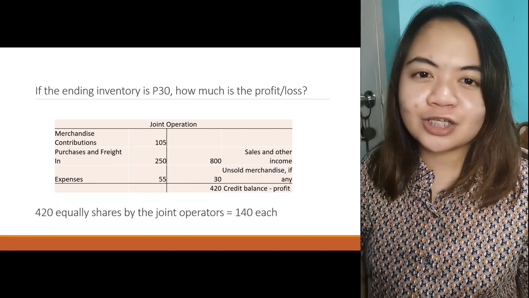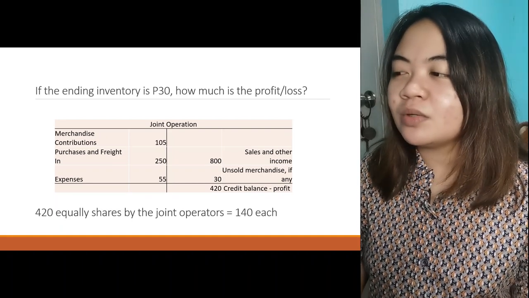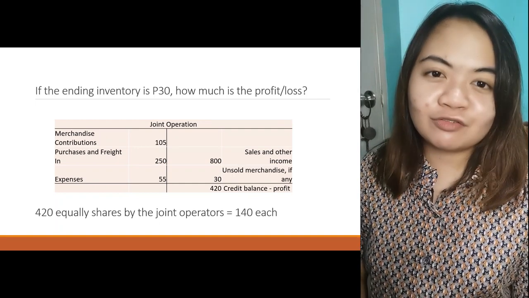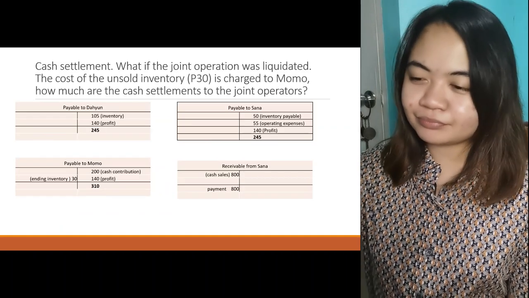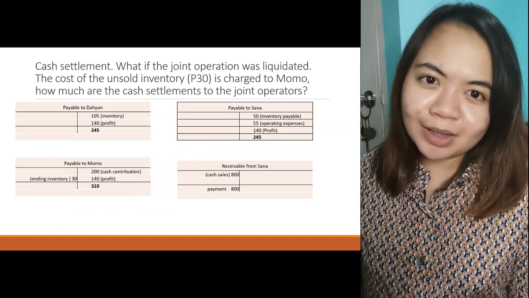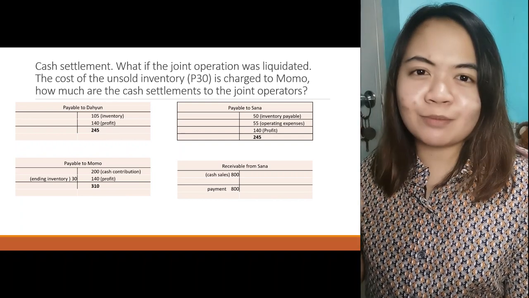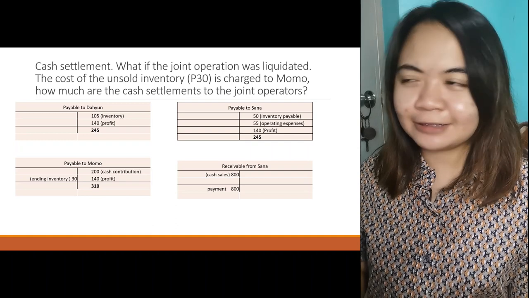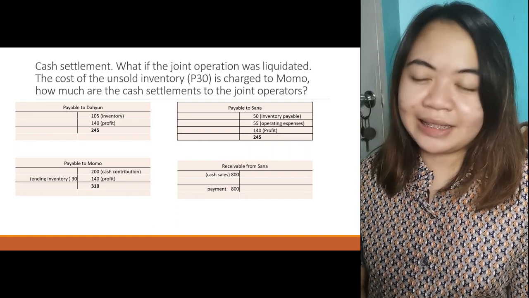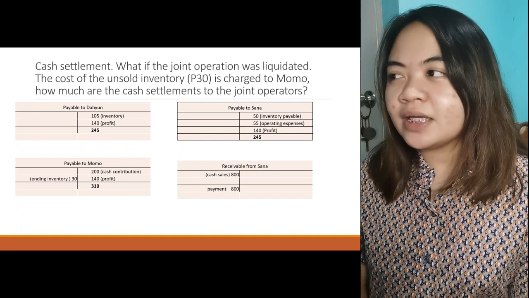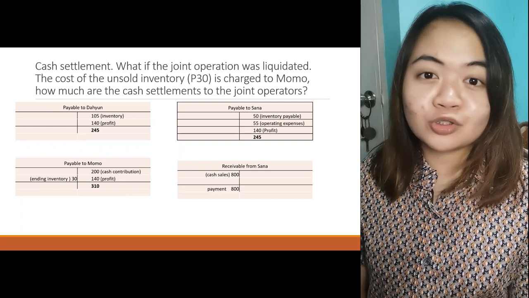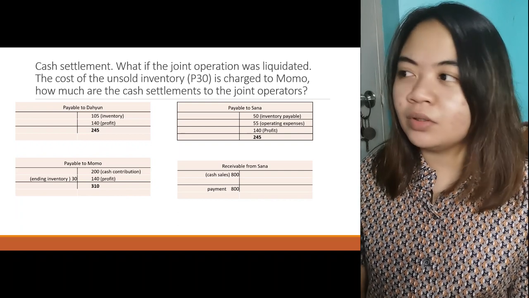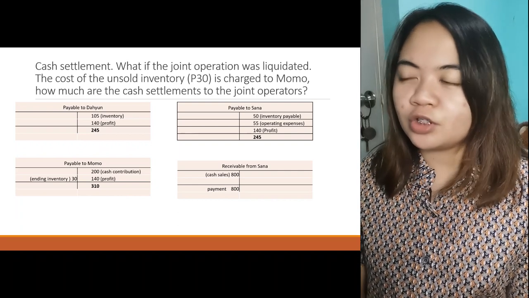Okay, they will share it equally among the three. The 420 is shared equally by the joint operators, so 140 pesos each. Now, of course, they will settle up. We earlier have payable to Dion, payable to Momo, and receivable from Sana, so we do a cash settlement. What if the joint operation was liquidated and the unsold inventory is charged to Momo? How much are the cash settlements to the joint operators?